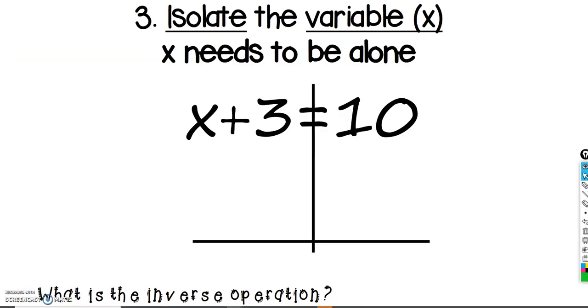So back to our problem. We were needing to isolate the variable x. X needs some alone time. To be able to do this, I have to decide what's the inverse operation of plus 3 or a positive 3. The opposite of a plus 3 is going to be subtraction or minus 3. So I'm going to say minus 3. What I do on one side, I will need to do on the other. Minus 3.